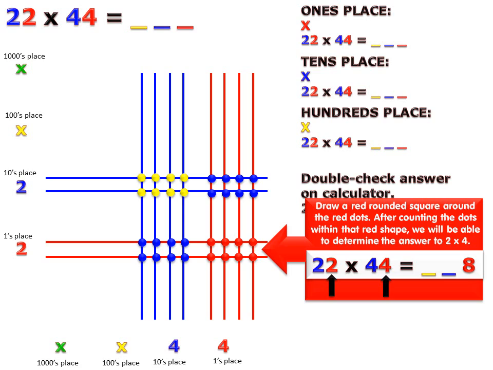Draw a red rounded square around the red dots. After counting the dots within that red shape, we will be able to determine the answer to 2 times 4.